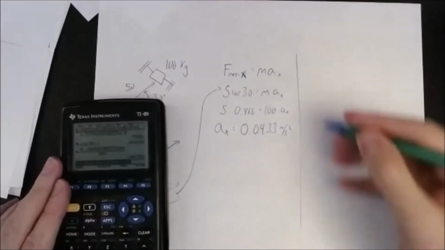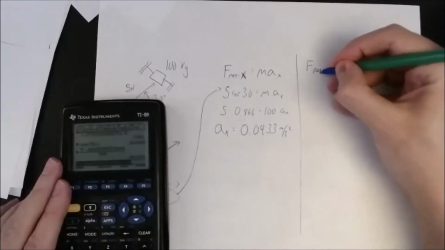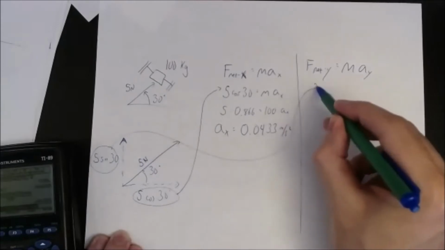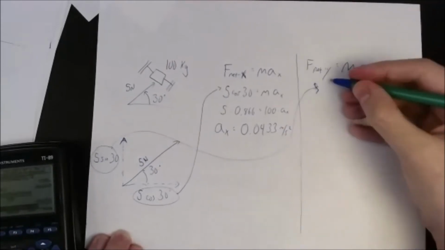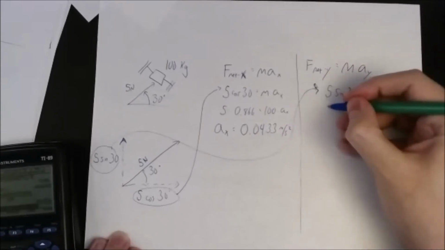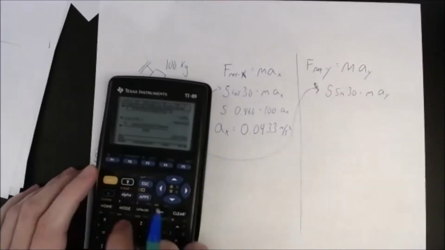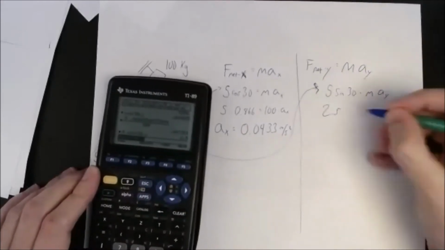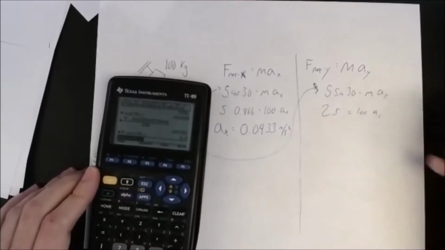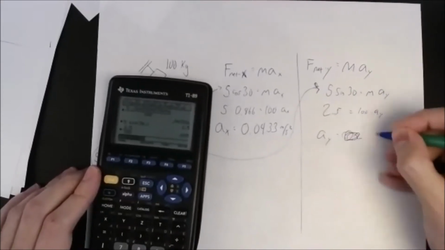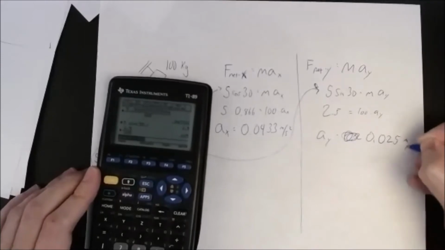We can do the exact same thing with y. F net y is may. Our force in the y direction is there. So I can bring that up here and say that 5 sine 30 is equal to may. 5 times the sine of 30 is 2.5, and that's equal to 100 times ay. So divide that, and you get that ay is 0.025 meters per second squared.